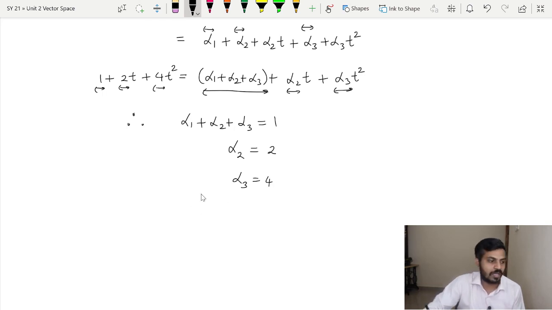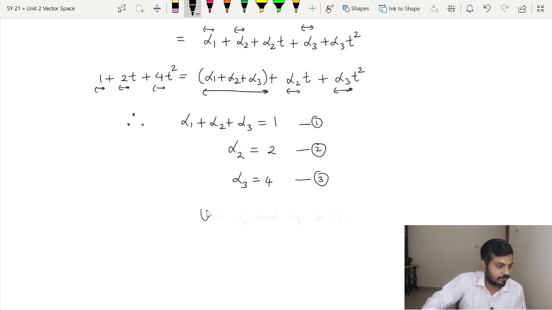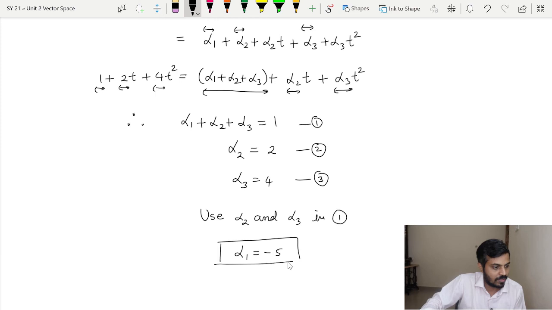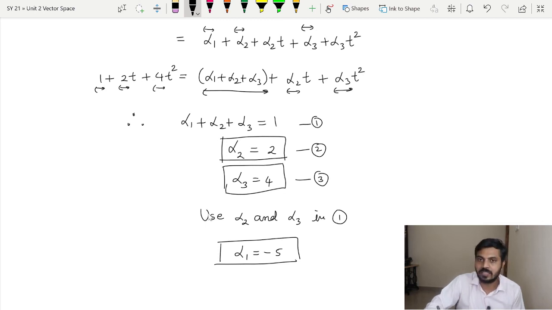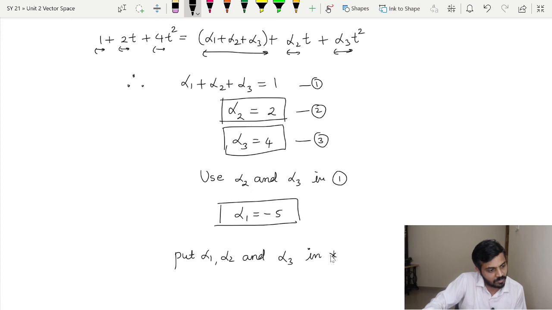So we got the values of alpha 3, alpha 2. Now we have to find the value of alpha 1. So as usual, use the values of alpha 2 and alpha 3 in 1. And one can easily see that value of alpha 1 will be 1 minus 6, and that is nothing but minus 5. Now what is our last step? Our last step is simply to put the values of alpha 1, alpha 2 and alpha 3 in star. So I will say put in star, which will finish our solution, right?